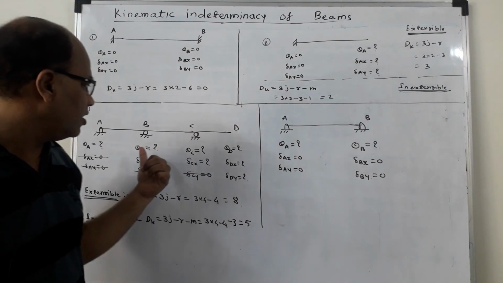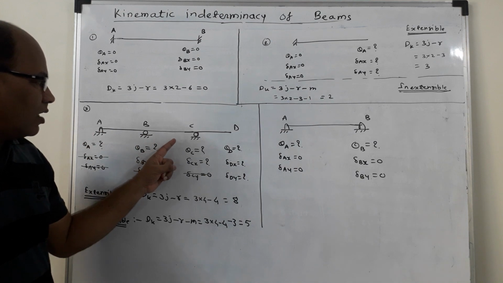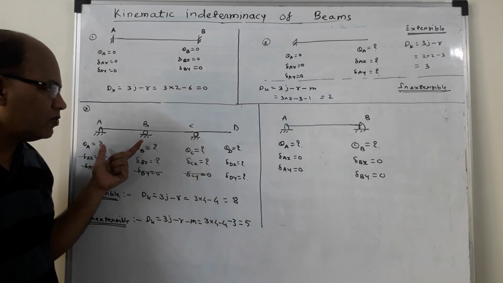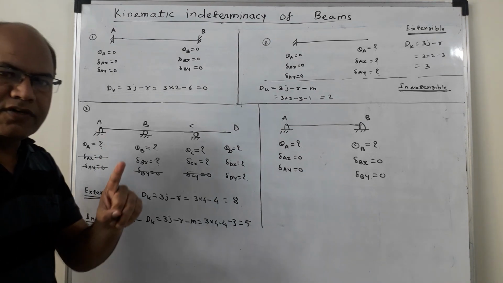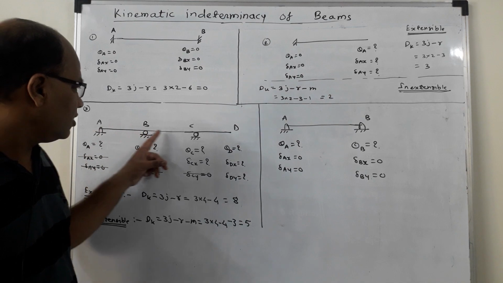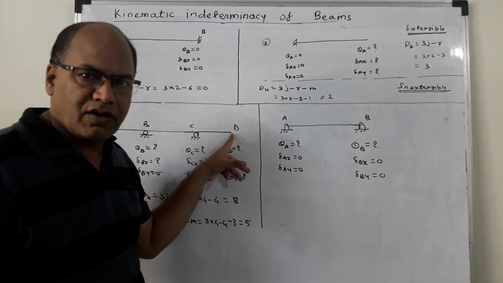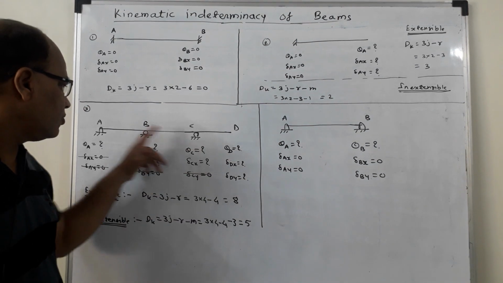Let us go to the third beam. I have shown this beam, which is continuous, because the supports are more than 2 and there is also some overhanging part. First question, how many joints? This support is a joint, and this is also a joint, because the free end is also to be treated as a joint. So 4 joints.